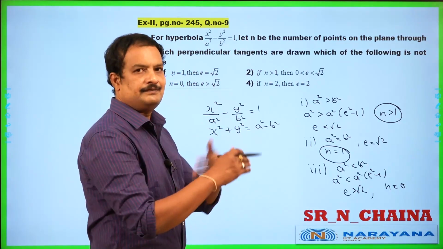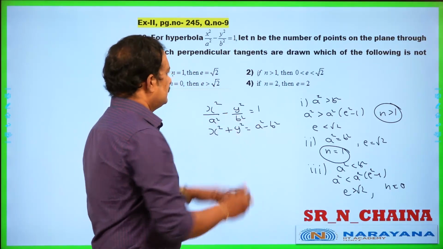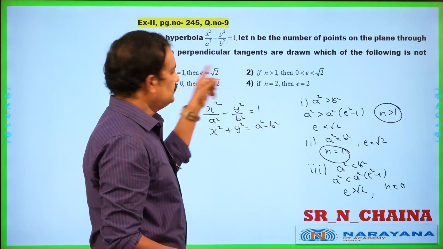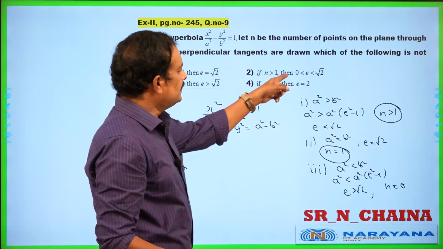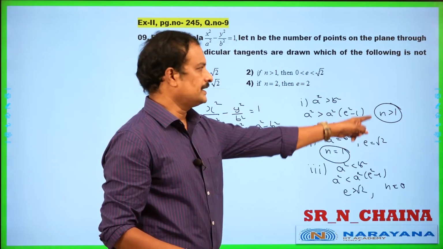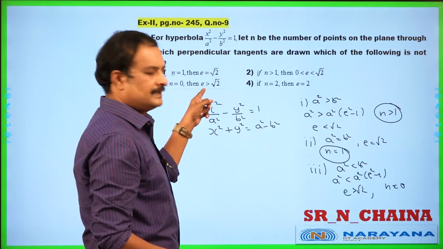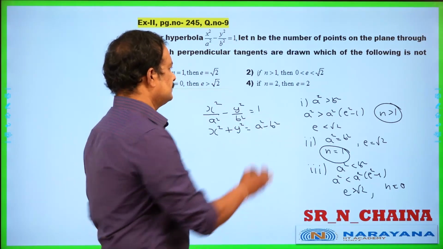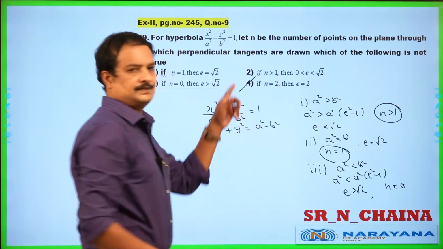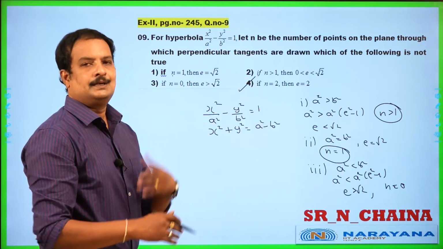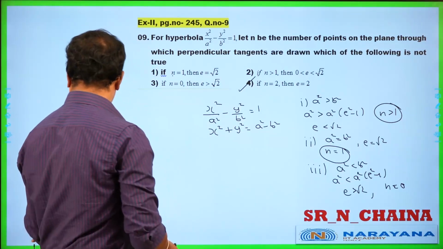Here, which of the following is not correct, not true? If n is greater than 1, then 0 less than e less than root 2. Correct only; you can check that. And if n equal to 0, then e is greater than root 2. Even that is correct. So this is the only wrong option, which is not true. Now let's go for the next question.